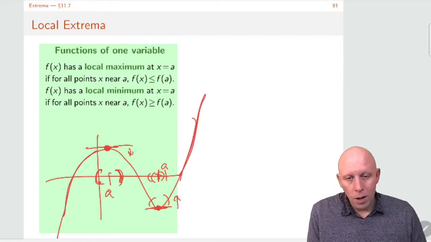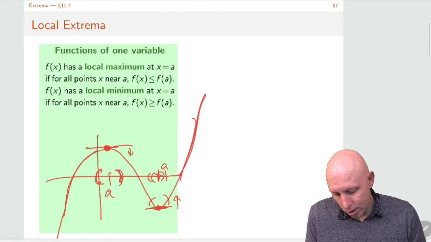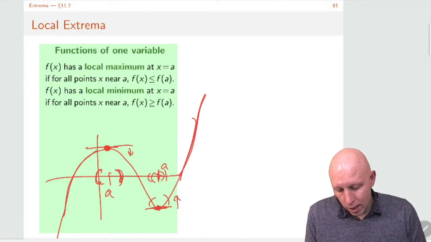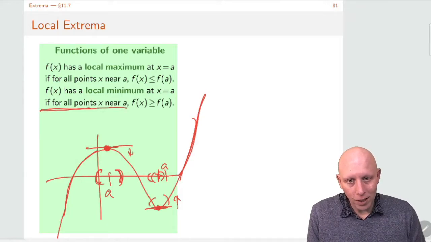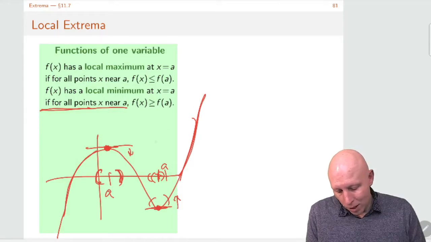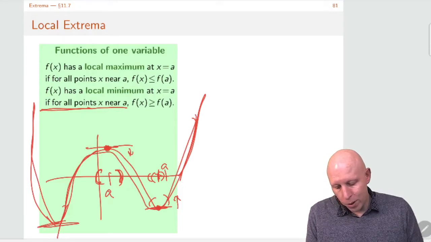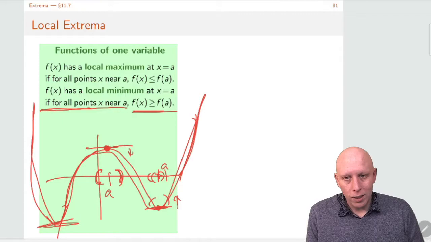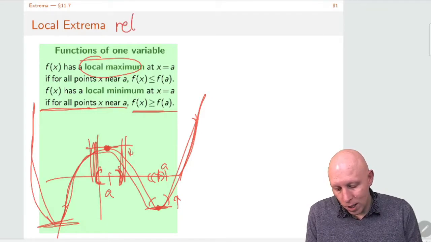What about a global extreme? If we were talking about a global extreme, then it wouldn't be that all points near a satisfy the inequality, but instead that all points are bigger than or equal to f of a. So local extreme corresponds to being in a little neighborhood. These are also called relative extrema.